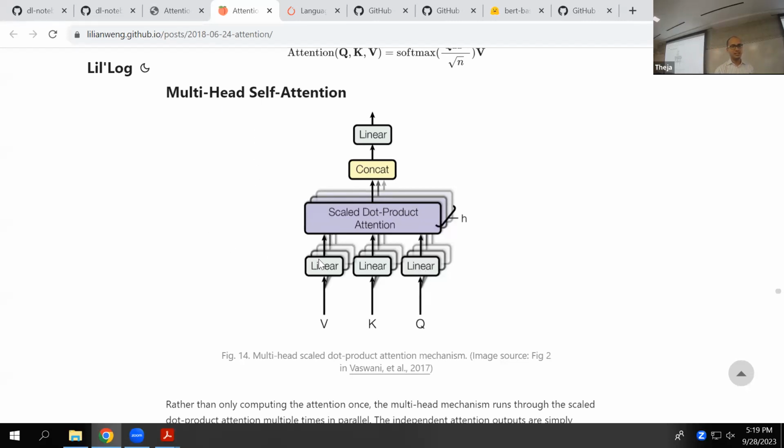But the multi-head part is this shadow that you see here. There is a V with the three boxes here, right? That's the multiple computations of the same thing happening in parallel. Okay.